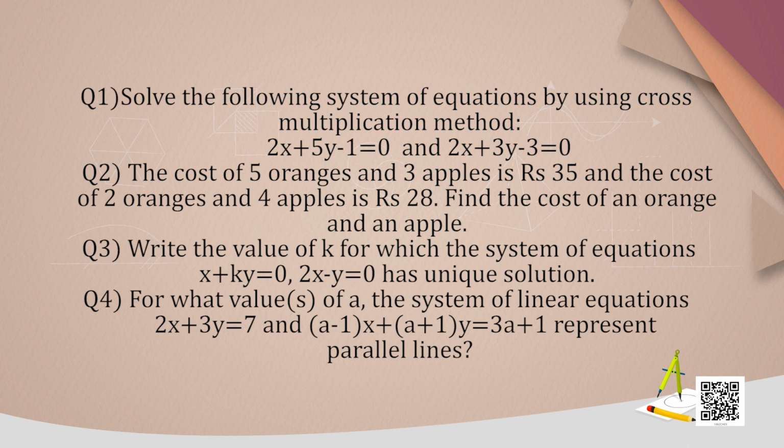Simple equations. Question number 2. The cost of 5 oranges and 3 apples is 35 rupees and the cost of 2 oranges and 4 apples is 28 rupees. Find the cost of an orange and an apple. Question number 3. Write the value of k for which the system of equations x plus ky is equal to 0 and 2x minus y is equal to 0 has unique solution.